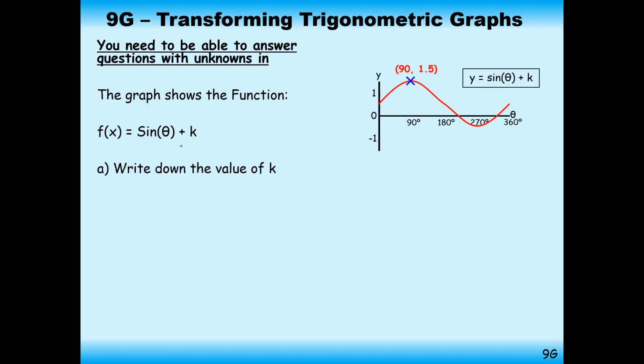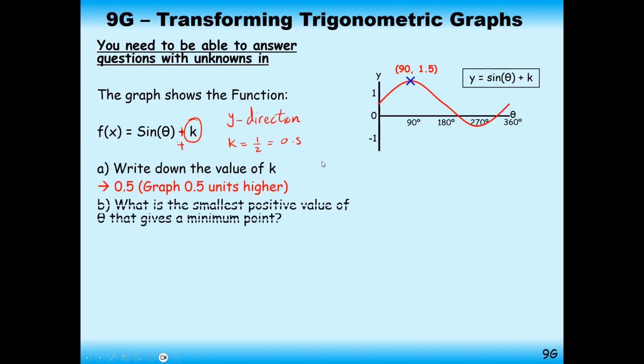So the fact that this k is outside of the function is telling us that it affects the curve in the y direction, and the y values have changed, and that k value must be a half. All right, so we've added a half in the y direction to the curve, so k is half, or 0.5.